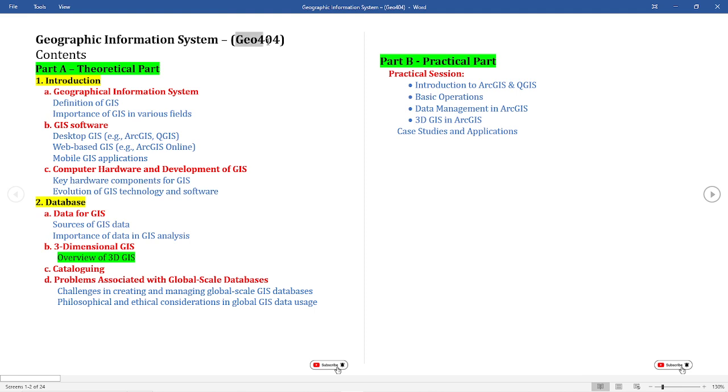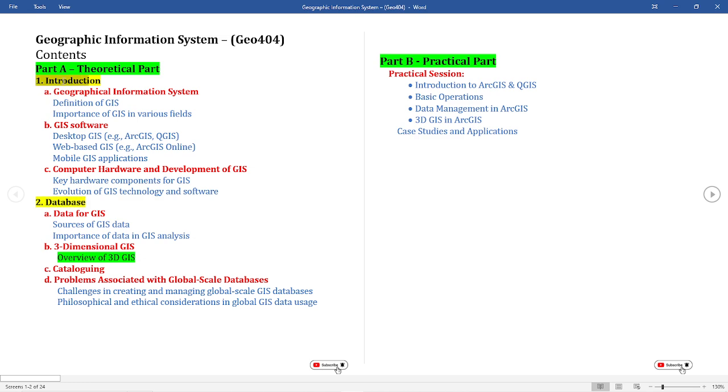This is GO404, and let's begin with the contents of the course. The course is divided into two parts. The first is the theoretical part and the second is the practical part. The theoretical part is also divided into two: one is introduction and the second is database.